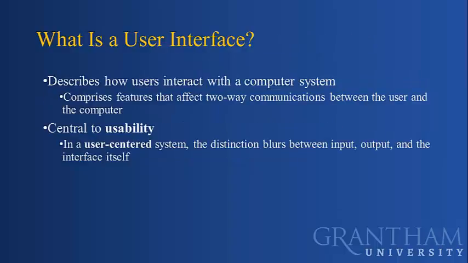What is a user interface? It describes how users interact with a computer system. It comprises features that affect two-way communications between the user and the computer. It is central to usability. In a user-centered system, the distinction blurs between input, output, and the interface itself.